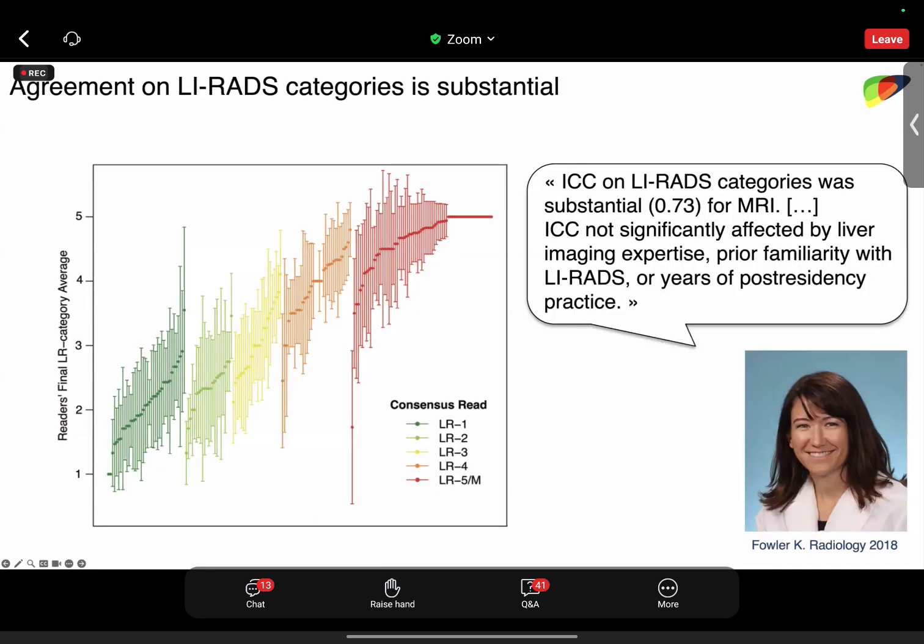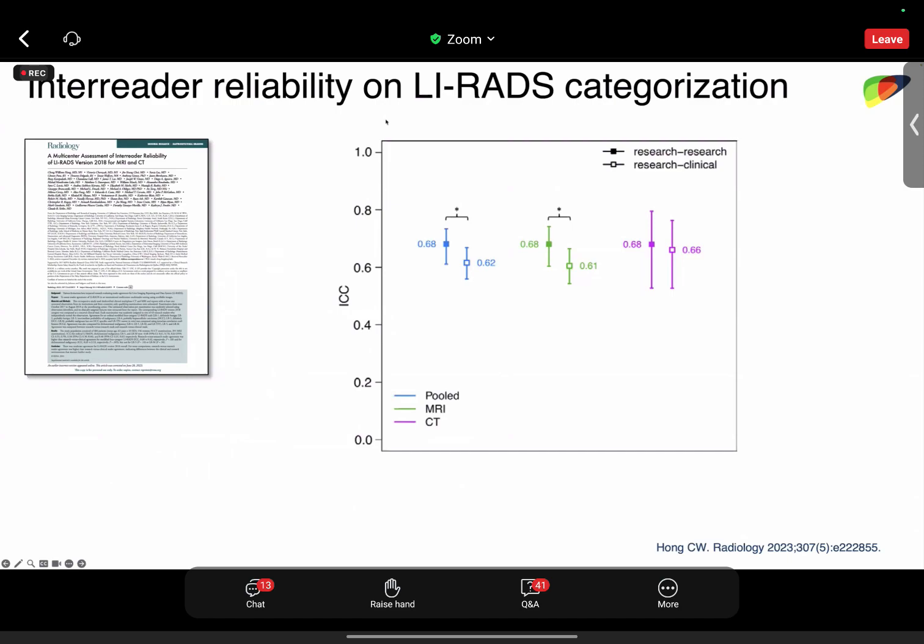We know that the agreement on LI-RADS categories is substantial, 0.73 for MRI. We know from an inter-reader reliability study on LI-RADS categorization that the agreement is similar for MRI and CT, but it's somewhat higher for studies performed in a research setting than research studies using clinical interpretations, perhaps because of higher, more rigorous methodological standard when performing a prospective research study.